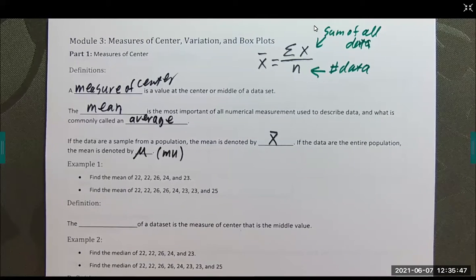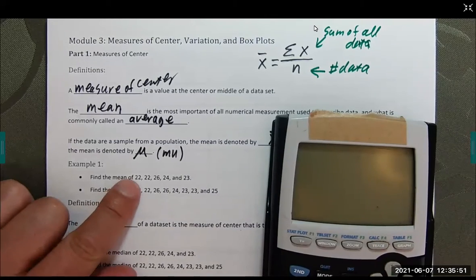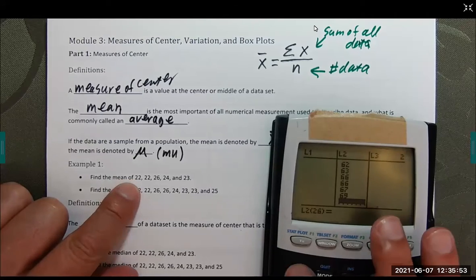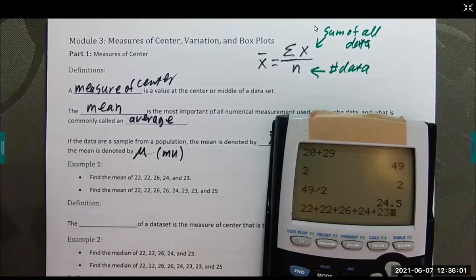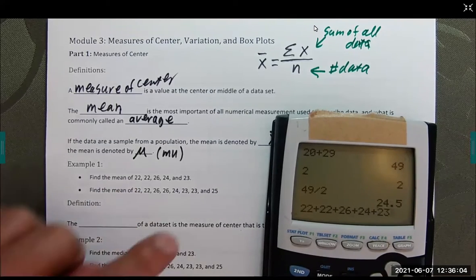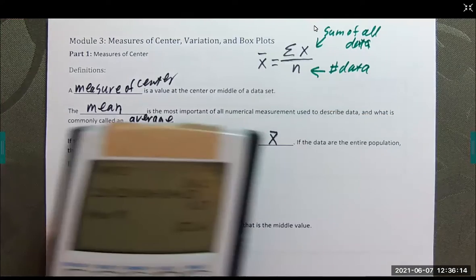So for example, to find the mean of these numbers, I'm going to add them up. 22 plus 22 plus 26 plus 24 plus 23. Add them all up, that's the numerator. Now I'm going to divide by 1, 2, 3, 4, 5 pieces of data. So 23.4.